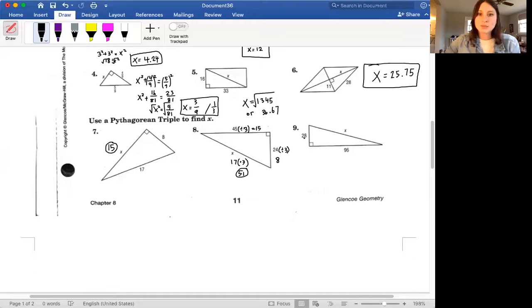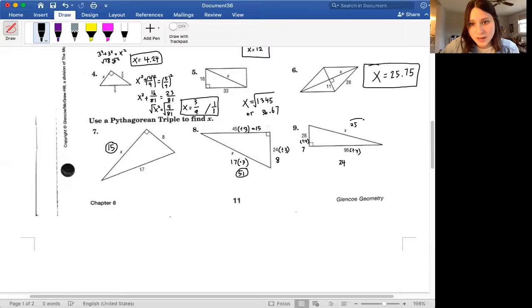Looking at number 9, 28 and 96. Let's see. I think we could divide it by 4. So try dividing by 4. This would be 7. 96 divided by 4 is 24. Oh, 7, 24, and 25.